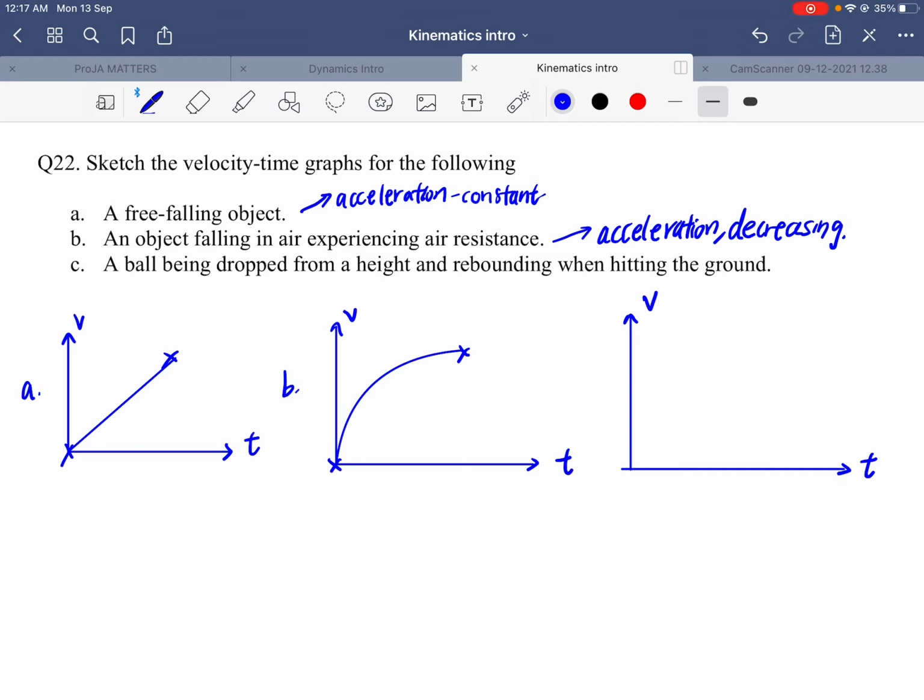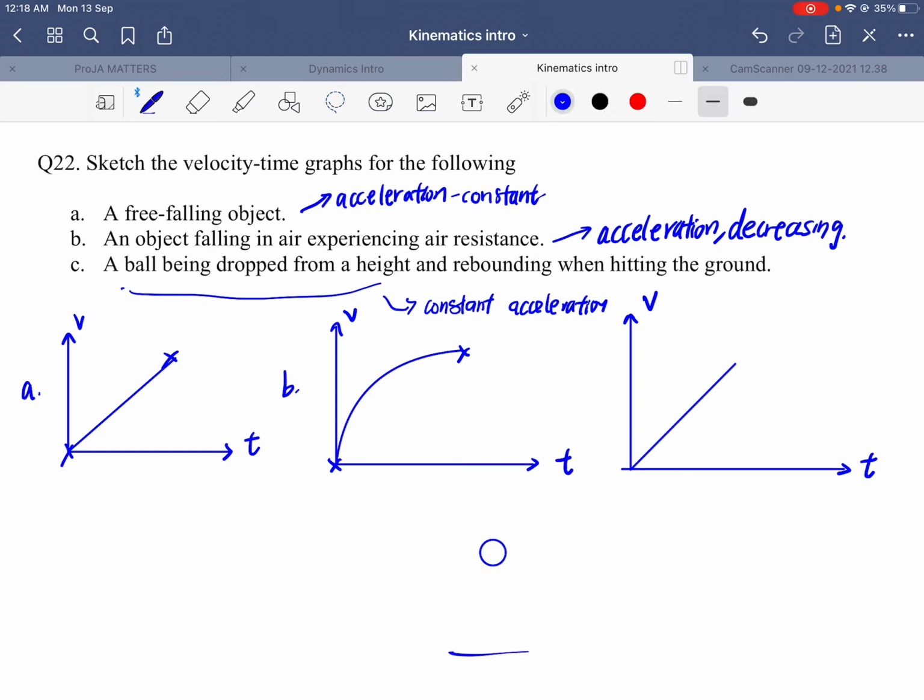Okay, let's read this. A ball being dropped from a height and rebounding when hitting the ground. A ball is being dropped from a height, so we know it's a constant acceleration, like part A. So let's just copy part A's graph first. Like that. Simple. But then it rebounds when hitting the ground, and when it rebounds, let me draw a ball right here.